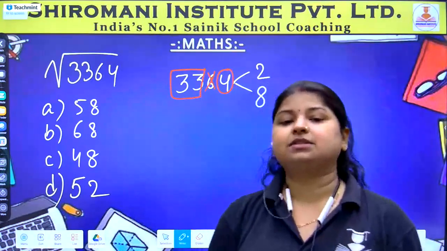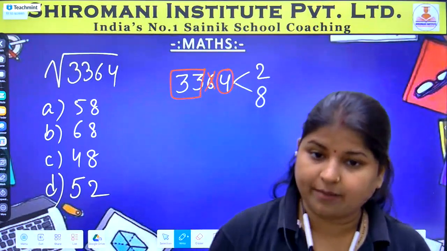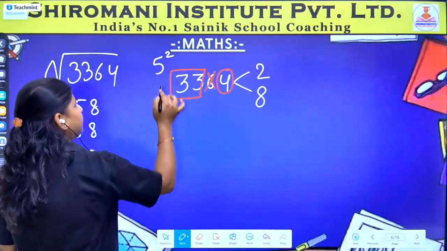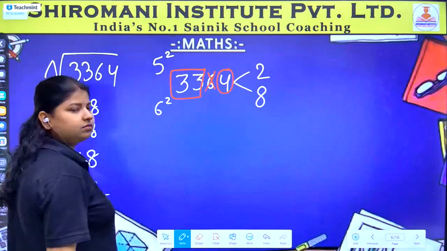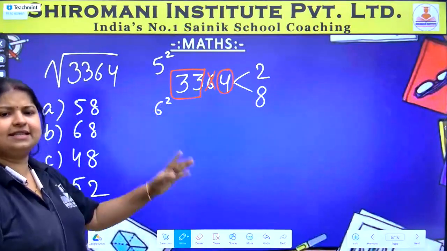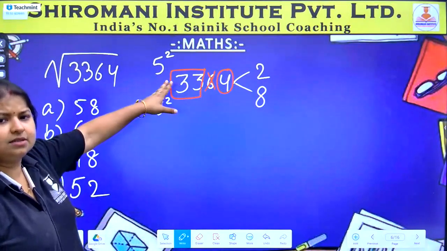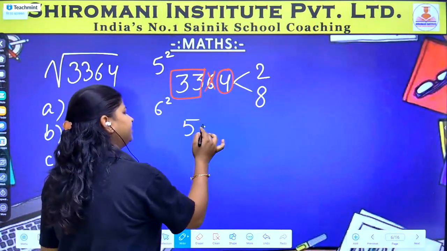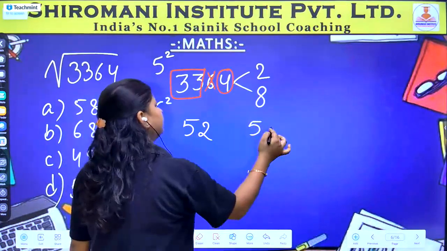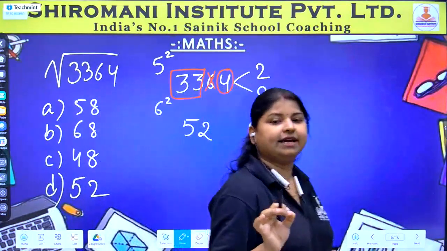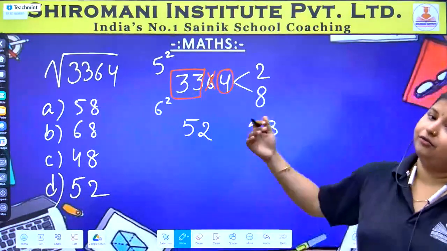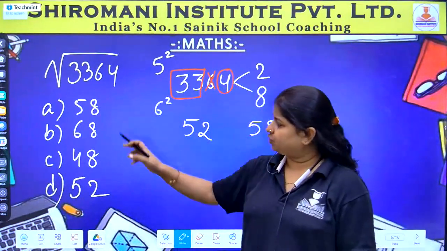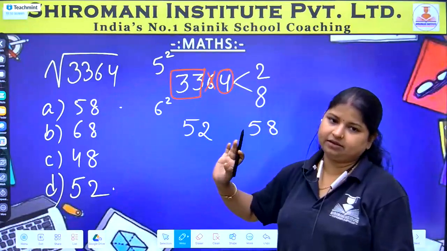33 comes between which two square numbers? So 33 comes between 5 ka square and 6 ka square. That is 5. I will take 5, the lesser one. My answer is either 52 or 58. But I have both 52 and 58 in the option, right?